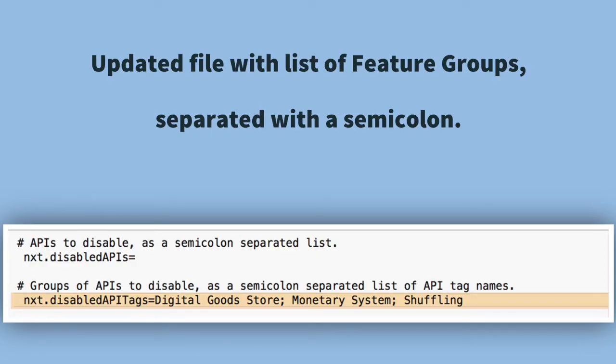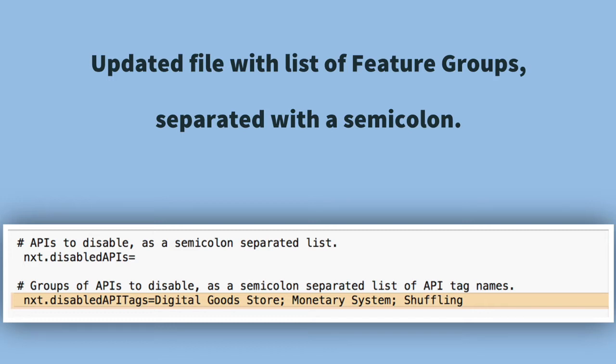The first thing that I want to do is just disable those big groups that I know I don't want any of the features of. So I'm going to just list them here, separated by semicolons. Here I've listed the digital goods store, the monetary system, and shuffling.